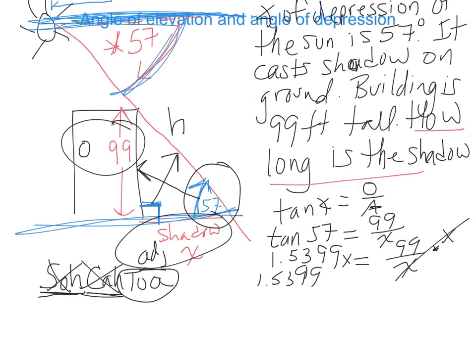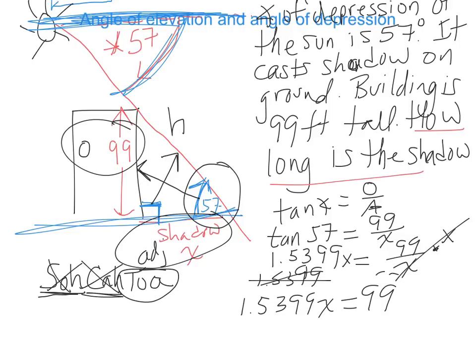equals, let me see if I can slide that up a little bit. Sorry, 1.5399x equals 99. And what we're going to do, I'm sorry, I'm just feeling like that's wicked messy. So I want to erase that. Okay, retry. We have 1.5399x equals 99.